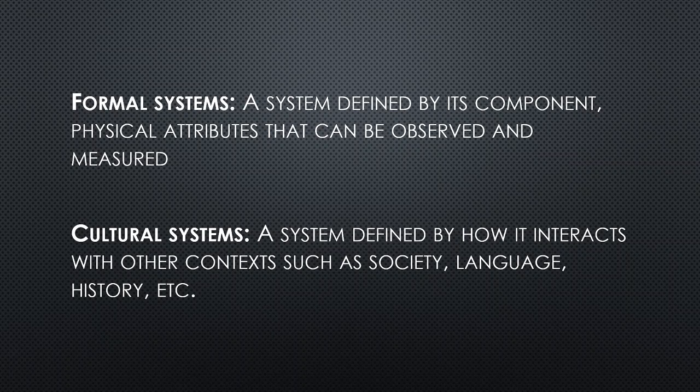So when we're looking at games, we want to focus on two kinds of systems that Salen and Zimmerman describe when we describe transformational games. The first is formal systems, a system defined by its component physical attributes that can be observed and measured. This is the video game itself. This is your game that we just had within Unity, where it is something practical. It's something that we are assembling on screen. This is the actual reality of the game itself.